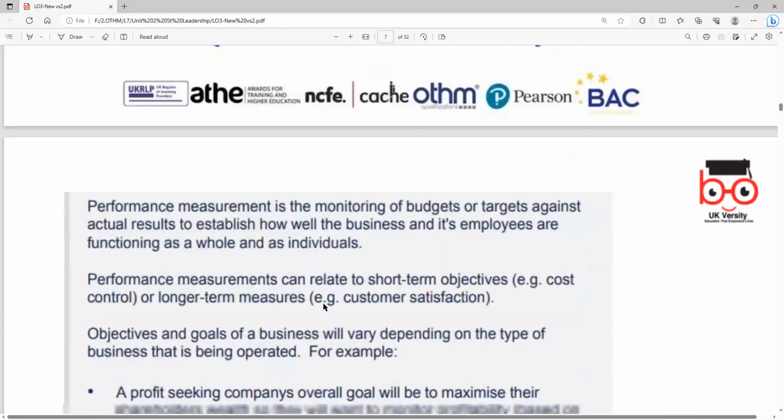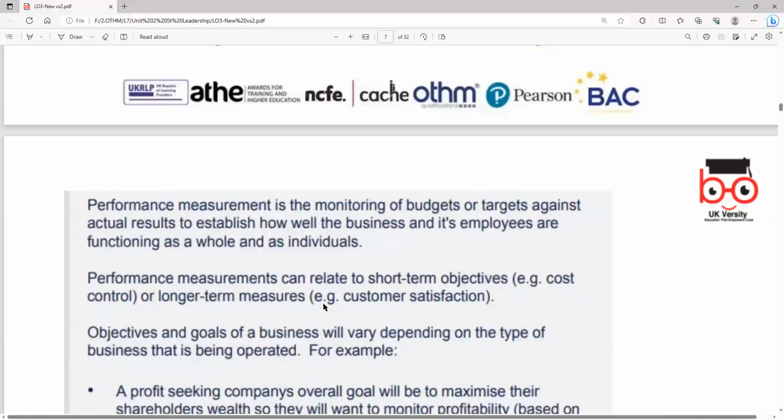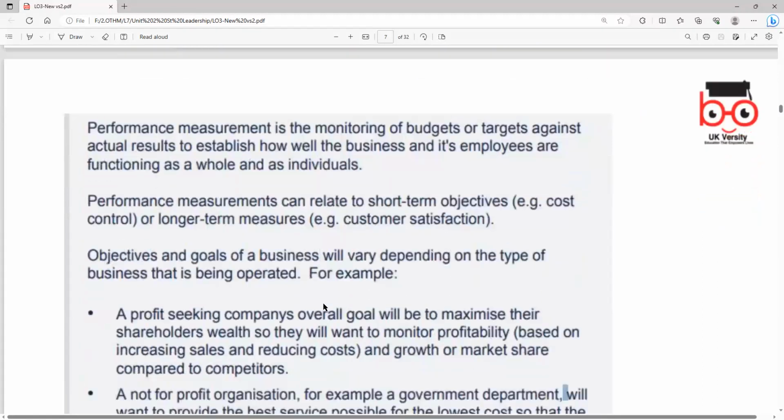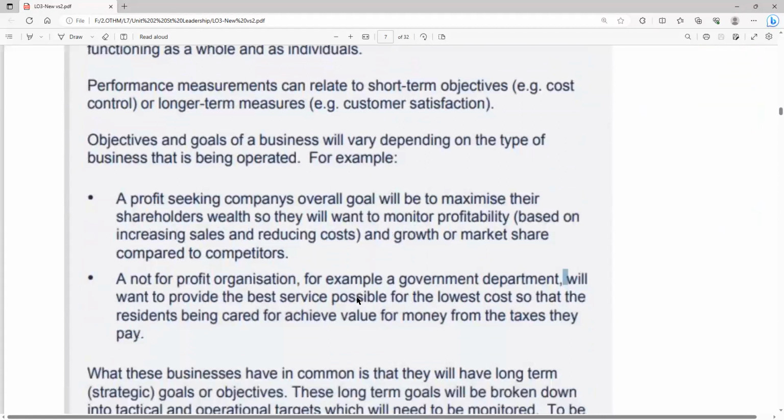Okay, you can look at the budgets, for example, monitoring targets against the actual results. Performance management also looks at the short-term objectives, SMART objectives, customer satisfaction, cost control, long-term measures. So therefore, there is no one way to measure the effectiveness and efficiency of an organization. It depends on the goals of the business.